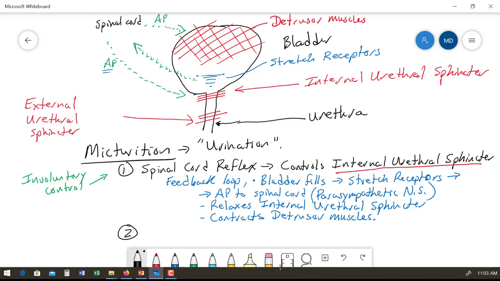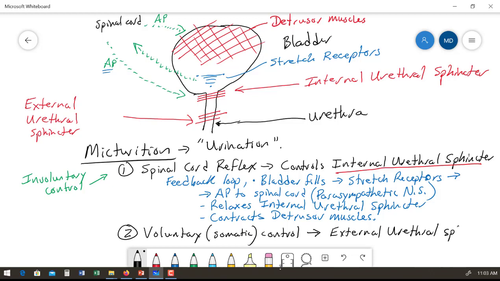But the second thing that controls the flow is our voluntary system, also called somatic. And our voluntary control is over the external urethral sphincter. And so that's the second muscle down here that I was talking about, right? That controls the flow out of the urethra.